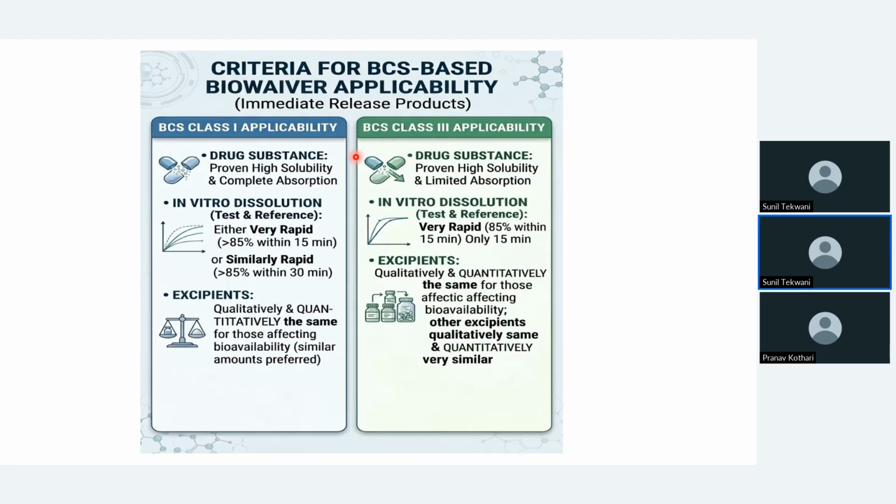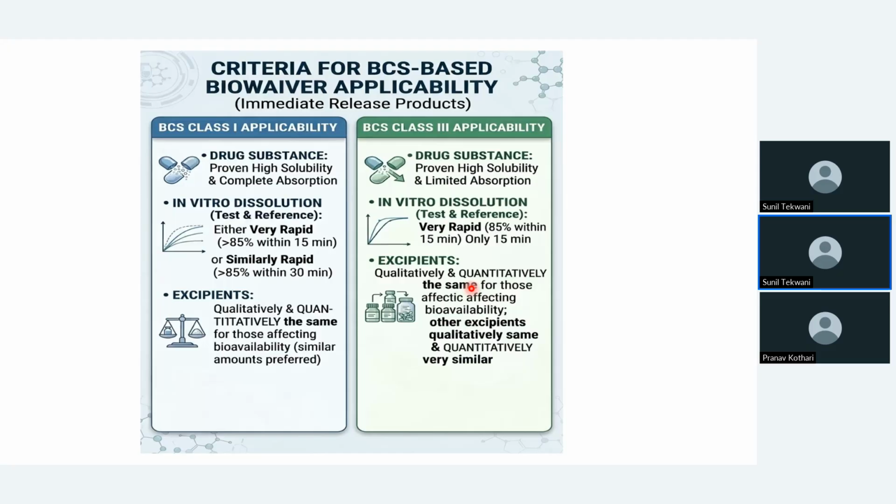Class 3 drugs, because they have high solubility but low permeability, you have to prove more in the lab. You have to first prove the solubility and dissolution. For class 1, you are allowed to have dissolution of 85% within 30 minutes. But for BCS class 3, it should be more than 85% in 15 minutes, only 15 minutes. 30 minutes is not allowed. And in BCS class 1, the qualitative composition needs to be the same. In class 3 drugs, the qualitative and quantitative composition between the test product and reference product also needs to be the same to qualify for the BCS-based biowaiver.